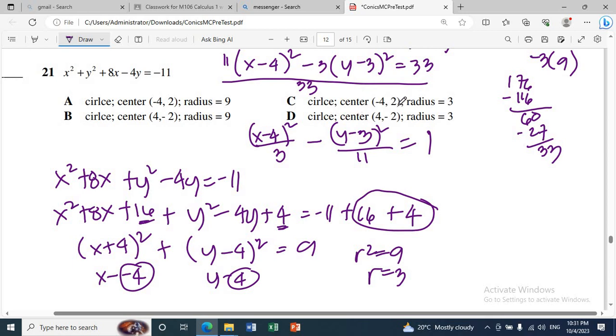Negative 4, 2, this should be 2, I was mistaken. So negative 4, 2, and then the radius is 3. Letter C, number 21.